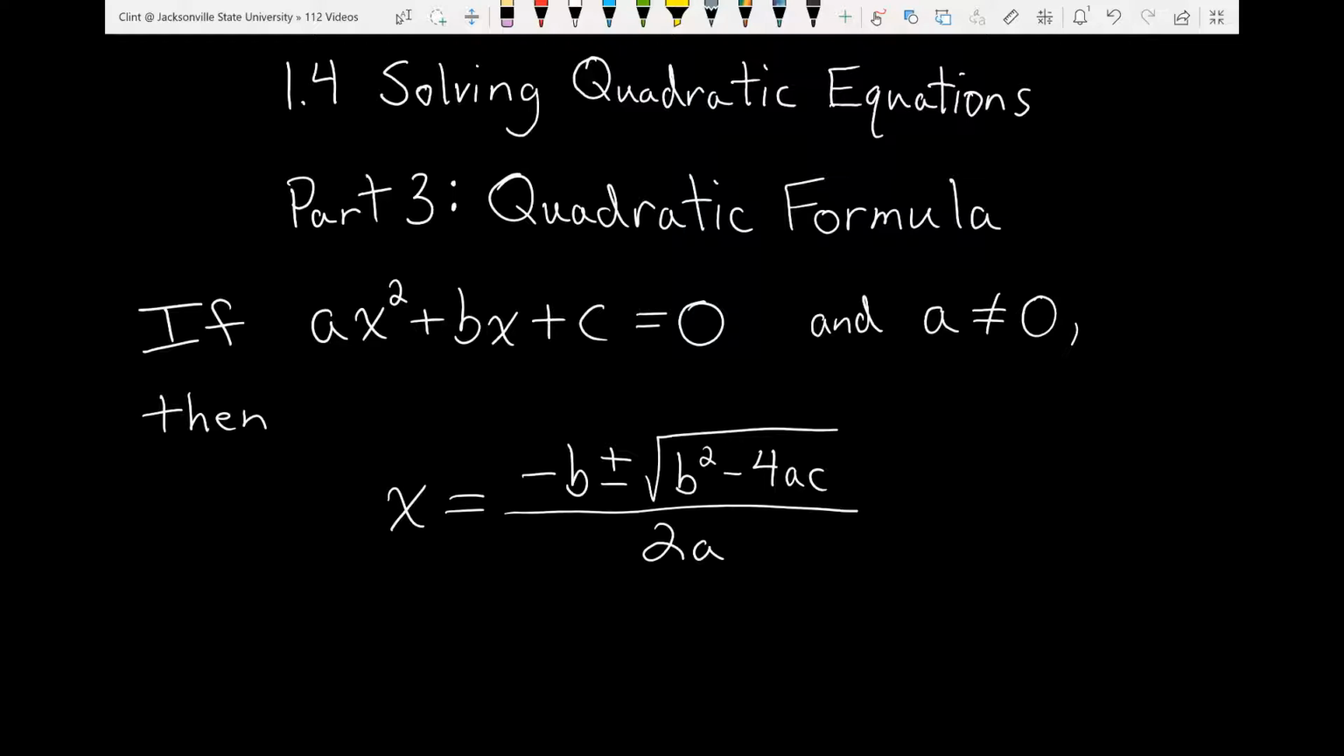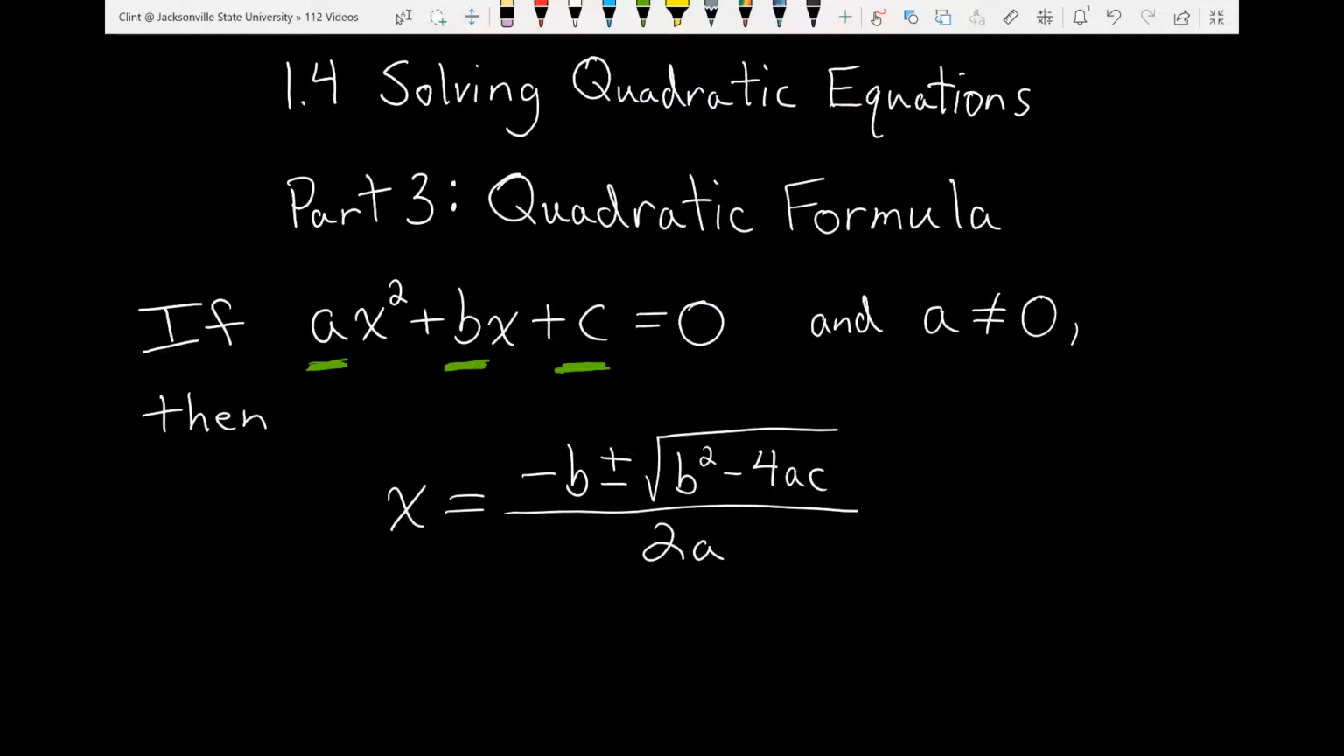And then we need the terms in order, so a is the coefficient of the x squared term, b is the coefficient of the x term, c is our constant term, the term without the x's. And then we say a is not equal to 0, that just means we have a quadratic equation. If a is equal to 0, it's a different type of equation. Later.